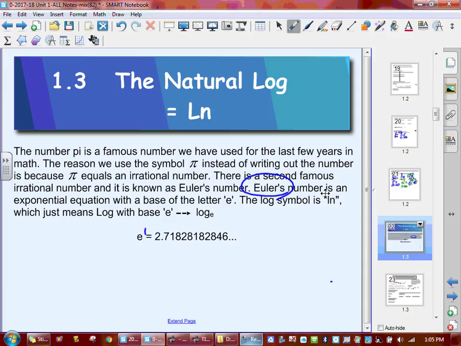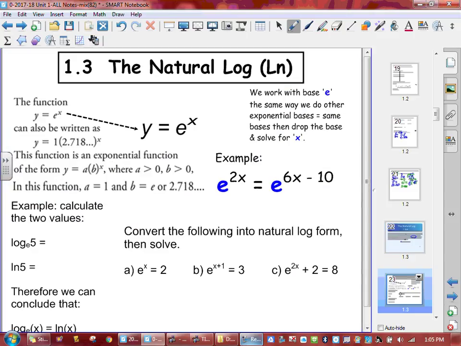We don't have to know how to calculate it in nature because it's an irrational number. We'll never be able to figure out how it's calculated in nature. But it does exist in nature, which is why we do the log space. So here's our natural log. Whenever we have an exponential function, this is our basic exponential.